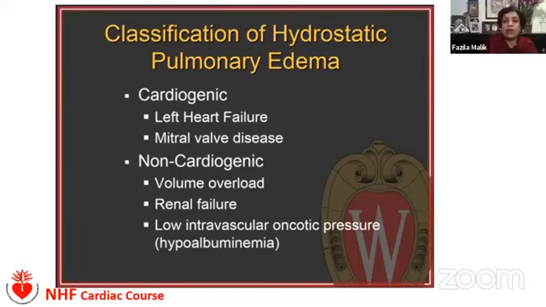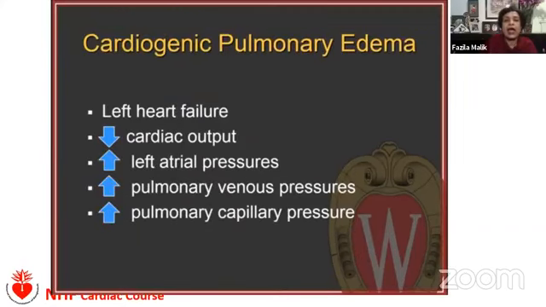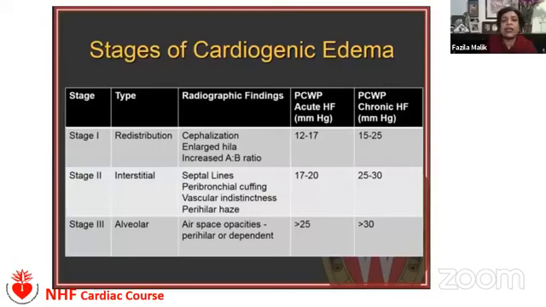So as we all know, mitral stenosis is one of the important causes of pulmonary edema. So what happens in mitral stenosis? In mitral stenosis, left atrial pressure increases, there is increased pulmonary venous pressure, and then there is increased pulmonary capillary wedge pressure. And these pressures are very important because a certain pressure will give rise to certain findings in the lungs.